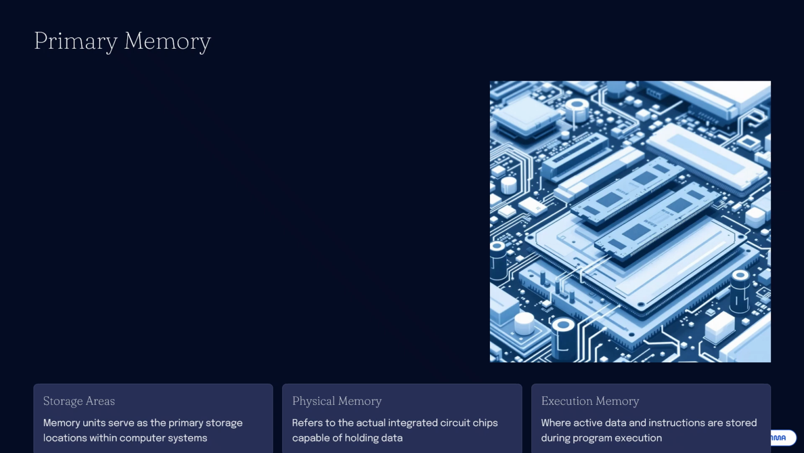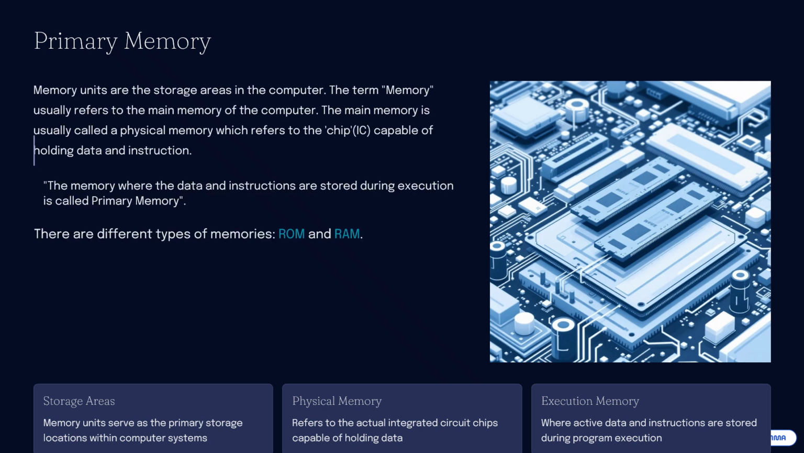There are two different types of primary memory: one is called RAM, and the other is ROM. The storage areas in the memory unit serve as primary storage locations within a computer system. So primary memory is a physical memory. It refers to the actual integrated circuit chips capable of holding the data. It is the way the active data and instructions are stored during program execution.